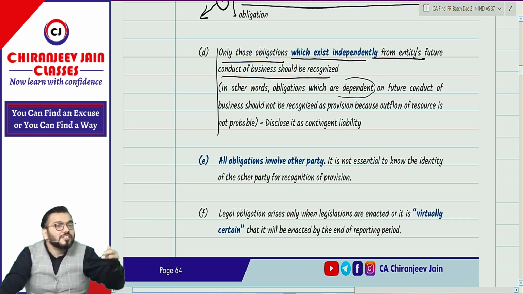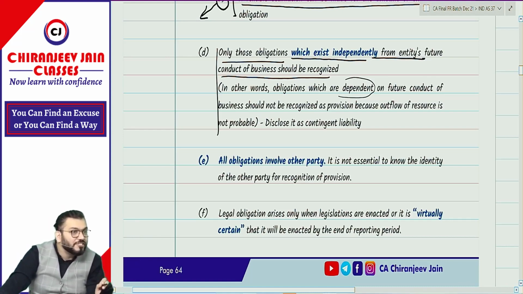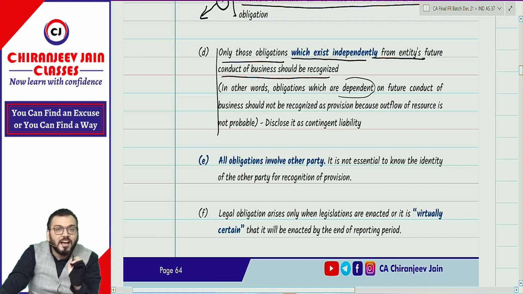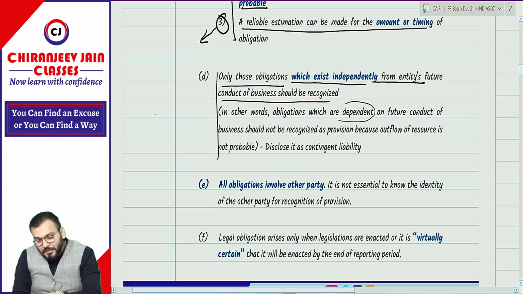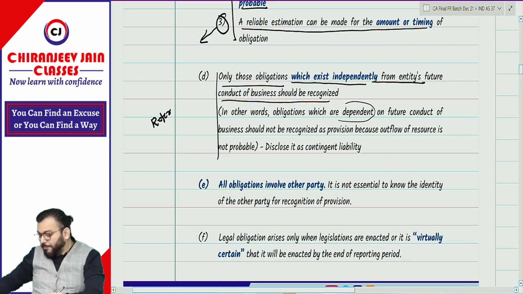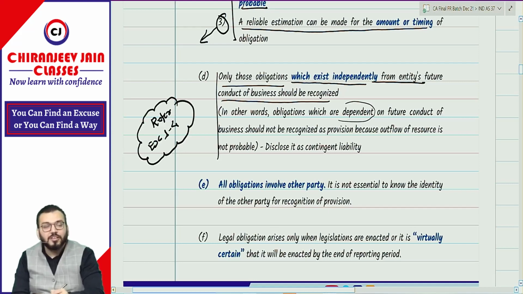Or we can change our business only. We will not start recording classes; we may decide to shut down our classes only. It depends upon future conduct of business. Therefore, outflow is not probable. Second condition is not satisfied. Therefore, provision will not be recognized. Understood? Have you understood this point? You can write here: refer example number 1 to 4. Example number 1 to 4 for your reference.